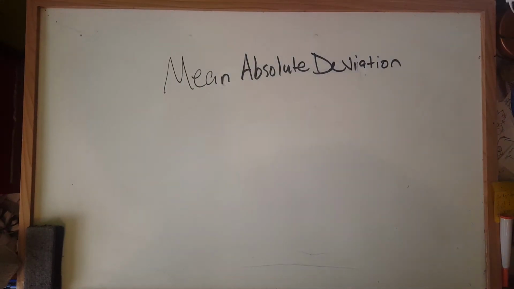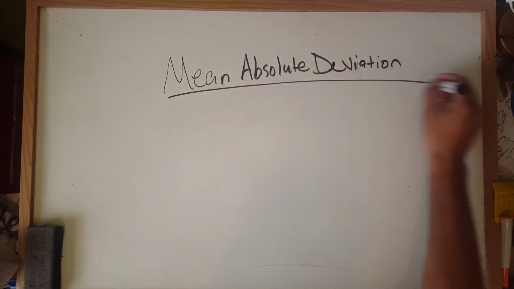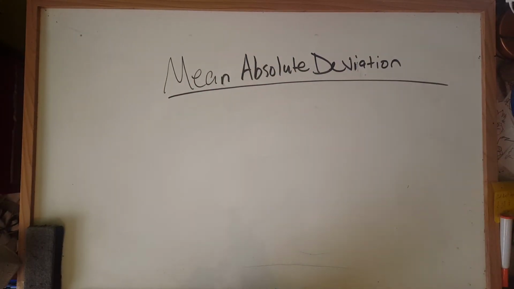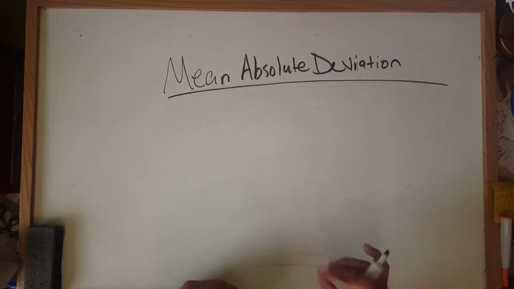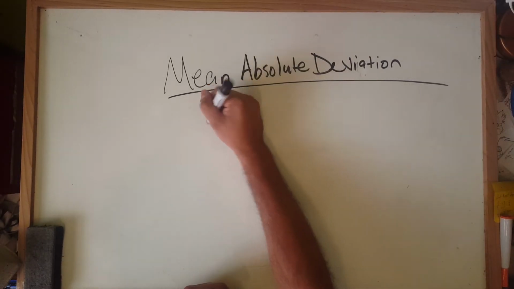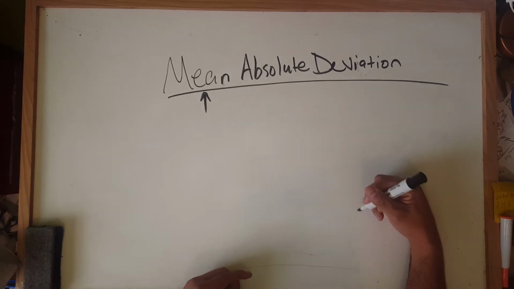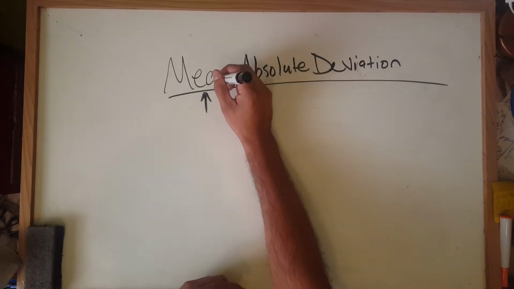All right, so we're going to do mean absolute deviation, okay? So mean absolute deviation sounds like it's something very difficult, but it's not. It's something that you kind of already know how to do. You did it in 6th grade. All right, first word is mean. Okay, what the heck does mean mean?